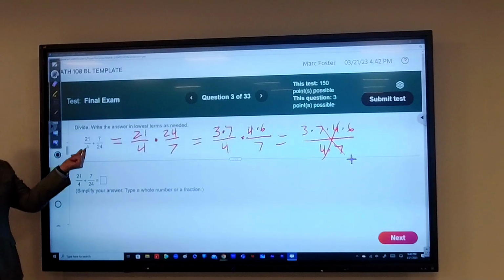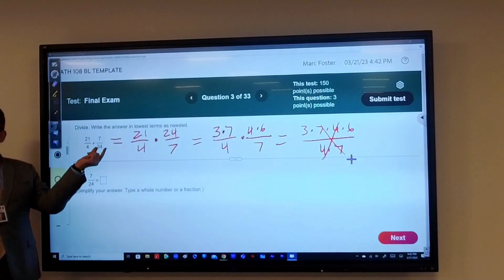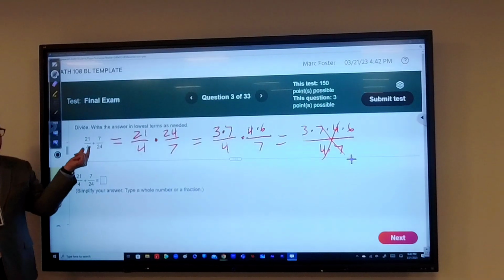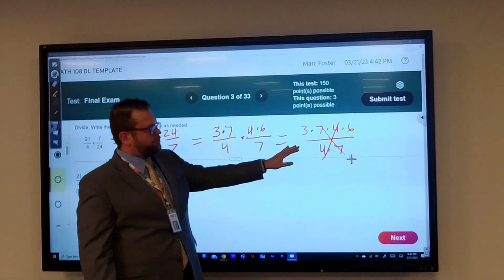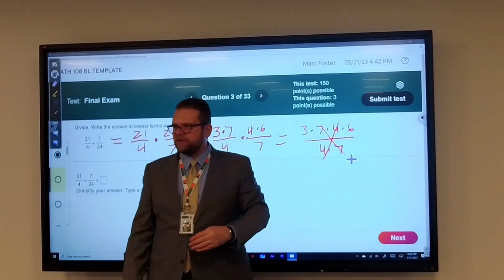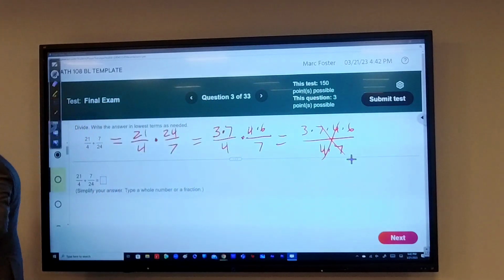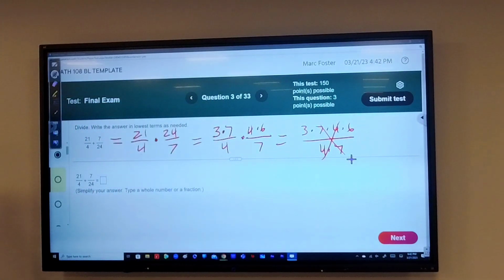Look, did you ever really think that you would be able to look at the division of these two fractions and figure it out without a calculator? Once you realize that you're able to do this, it should feel good. We get 18.